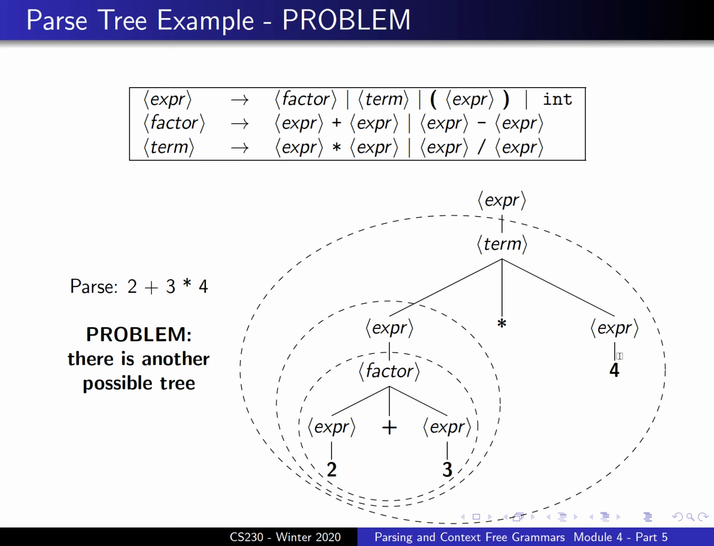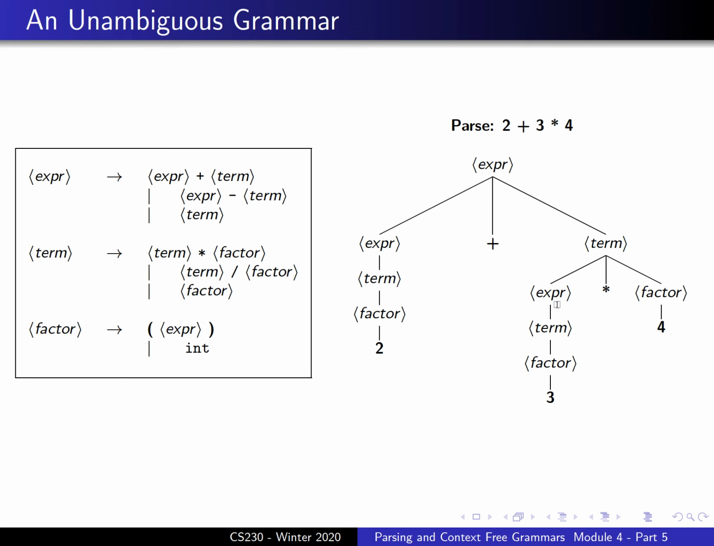You should never have a grammar that would generate two different parse trees from the same expression. It's really a flaw in the grammar. So here's another example of a context-free grammar that is not ambiguous and handles this problem. So here we have our production rules for expression, term, and factor.